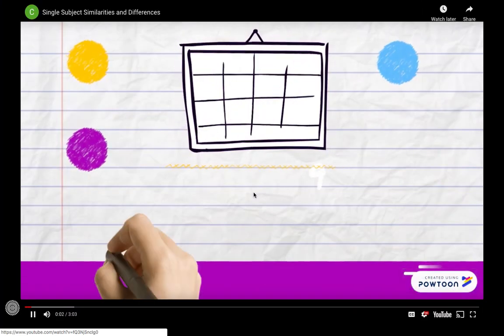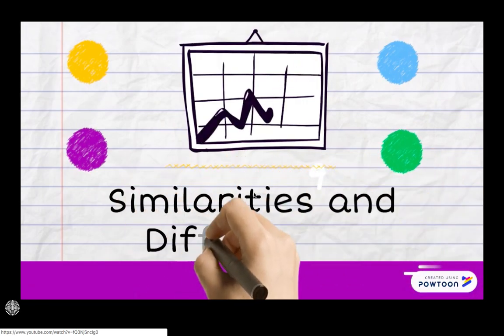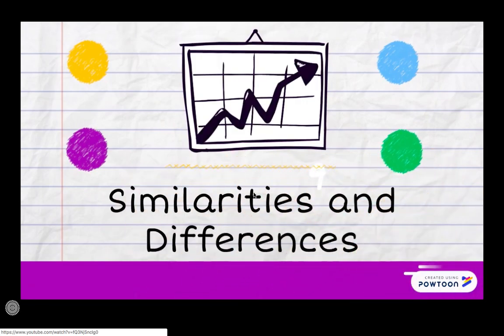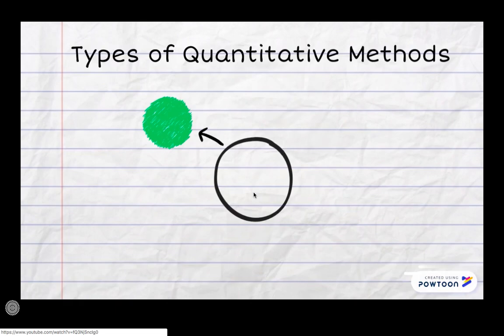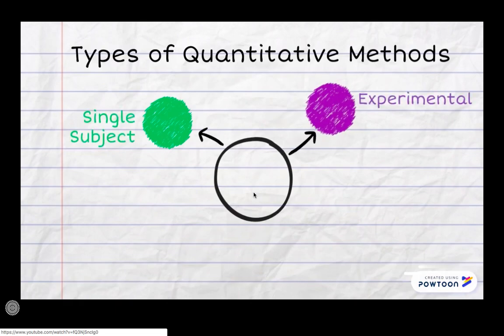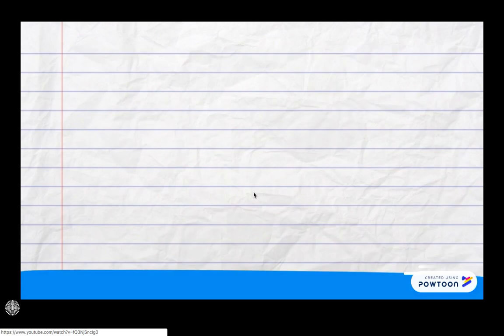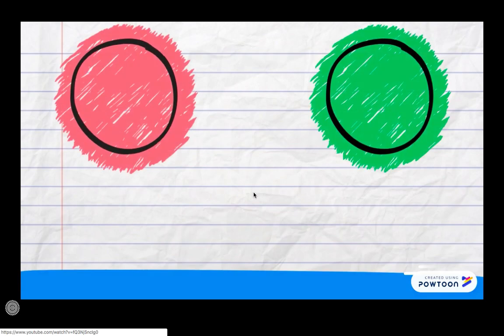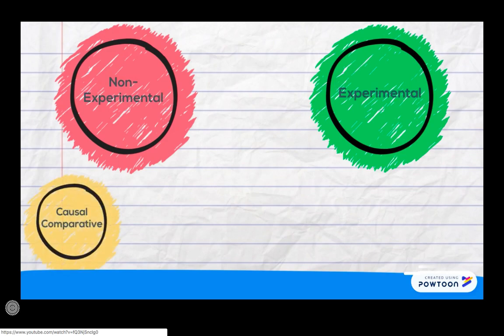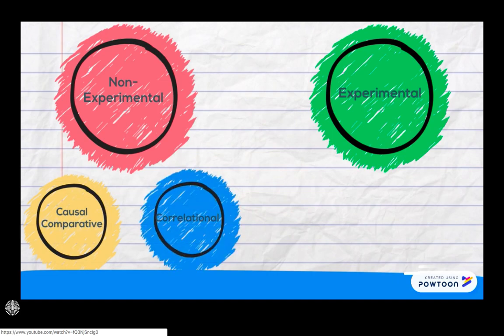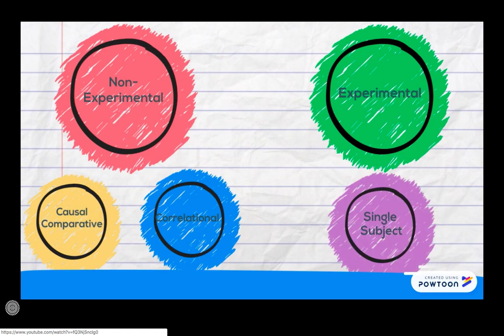Today we will be exploring the similarities and differences of single-subject research design compared to other types of quantitative research design. The types of research design that we will compare with single subject include experimental, correlational, and causal comparative design. There are different types of research design, including experimental and non-experimental. Causal comparative and correlational are examples of non-experimental, while single subject is a type of experimental design.